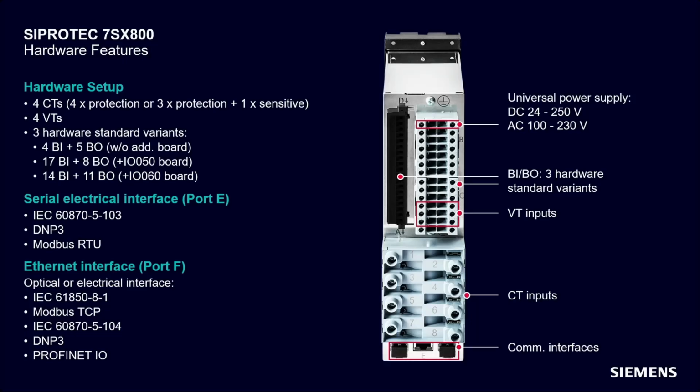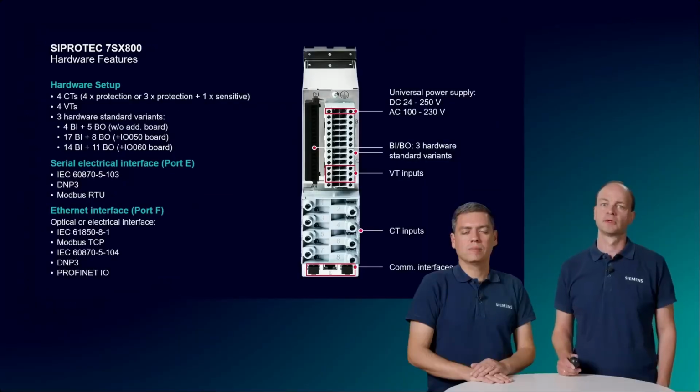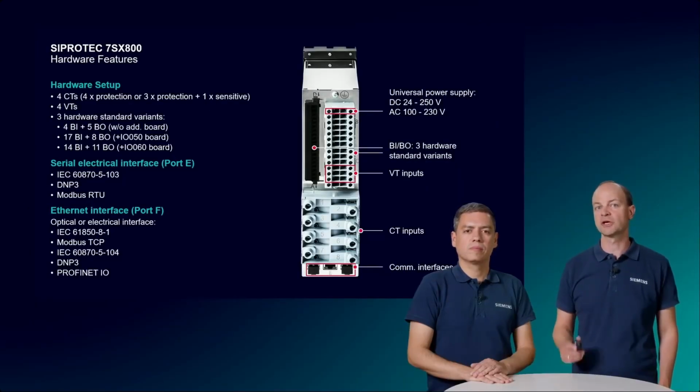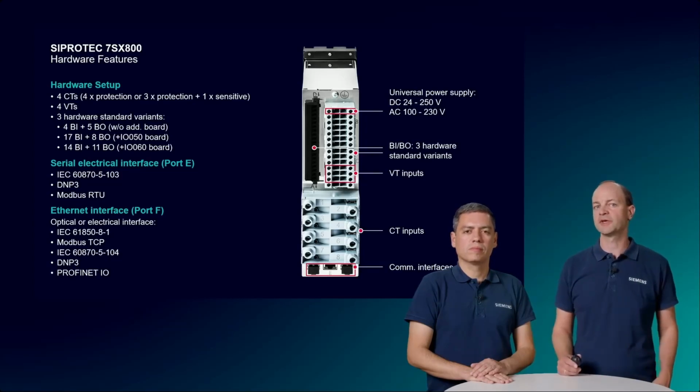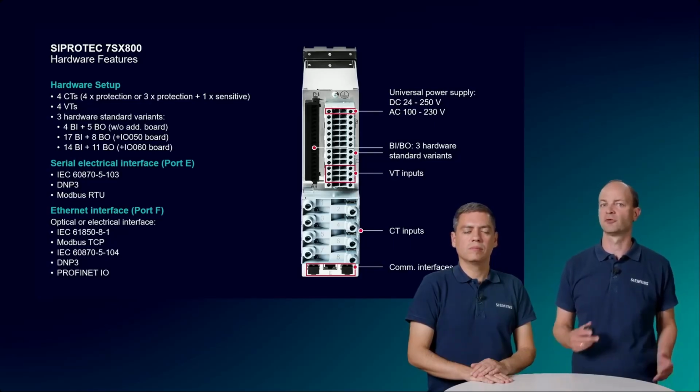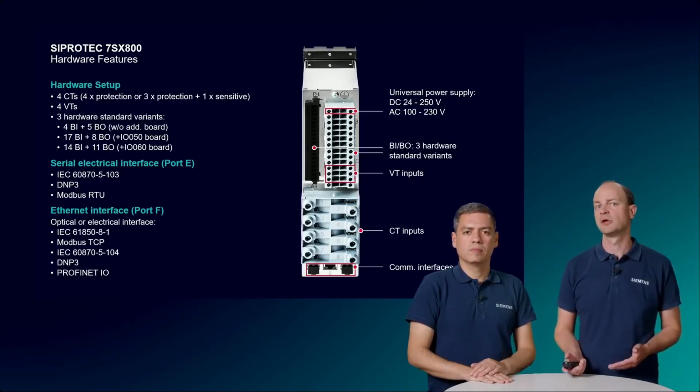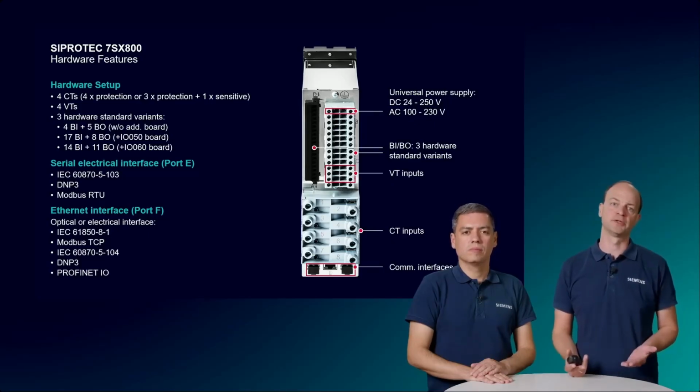All in all, the hardware setup consists of 4 current transformers, either 4 times protection or 3 times protection and 1 sensitive input, and also 4 voltage transformers. This means, for instance, that the synchro check can be used in combination with all available voltage-based functions. We have 4 binary inputs and 5 binary outputs in the base version. With an optional built-in I/O card, the 7SX800 contains 14 binary inputs and 11 binary outputs, or 17 binary inputs and 8 binary outputs.